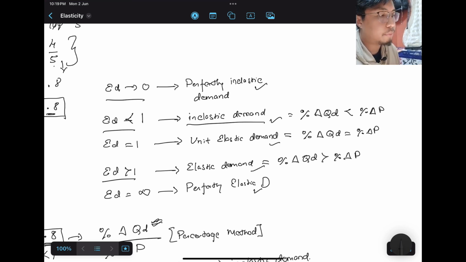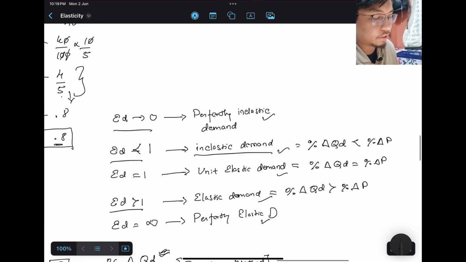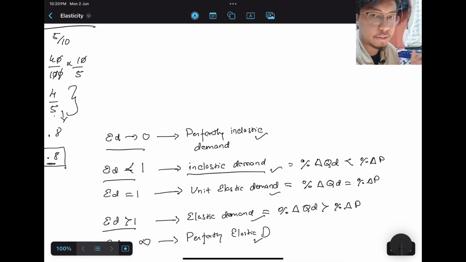Okay, now perfectly inelastic demand means, so when do you get 0? When you're dividing 0 by something, that is when you get 0. Okay, which means there was no change in your quantity demanded. Quantity demanded did not change with any change in prices. Okay, so percentage change in quantity demanded was 0. That's why you have 0.